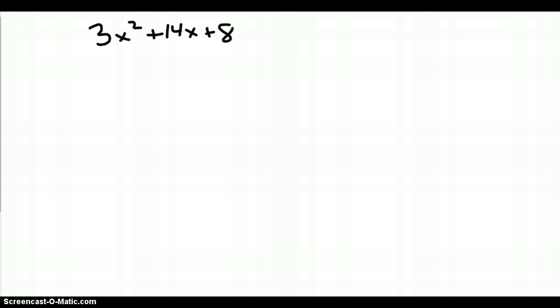And so the grouping method, what I would start with is multiplying the coefficient of x squared and the constant term. Multiplying a times c, and that's going to give me 24. And then my job is going to be to find two numbers that multiply to 24 and add to the number in the middle. Now, since 24 is positive and the number I want to add to is also positive, I know that I'm looking for two positive factors.